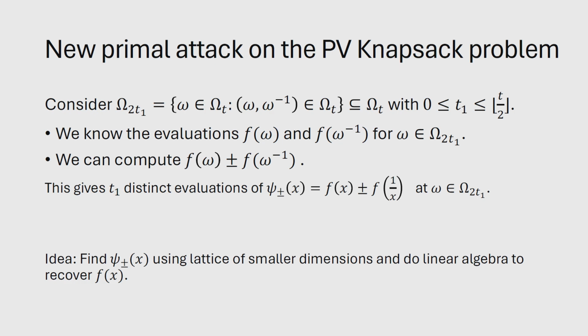Then we know the evaluation of f both at little omega and little omega inverse. Thus, we can compute the sum and the difference of these evaluations. And this gives T1 distinct evaluations of new polynomials, psi plus and psi minus, which are defined as the sum and the difference of this hidden polynomial f with its conjugate. The idea is to find this psi plus and psi minus using a lattice reduction algorithm in a lower dimension lattice, and then do linear algebra to recover the hidden polynomial little f of x.